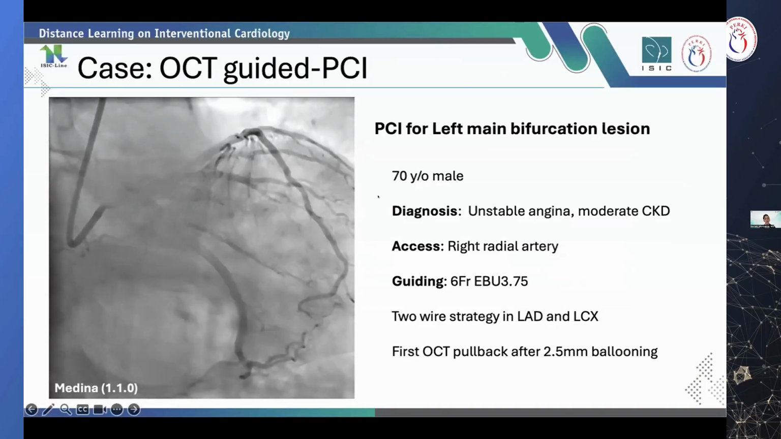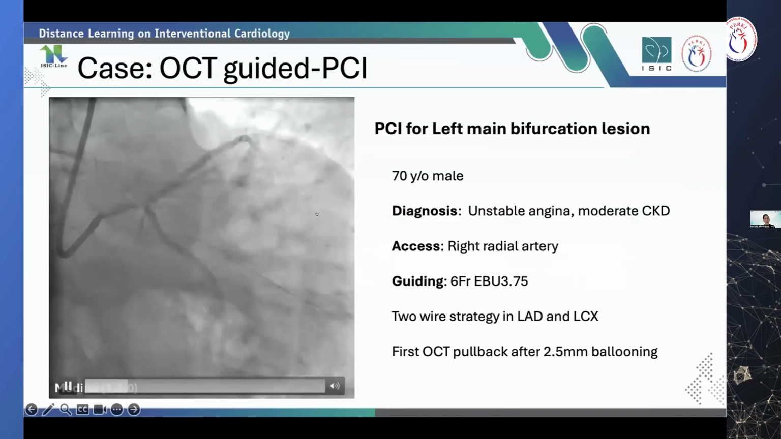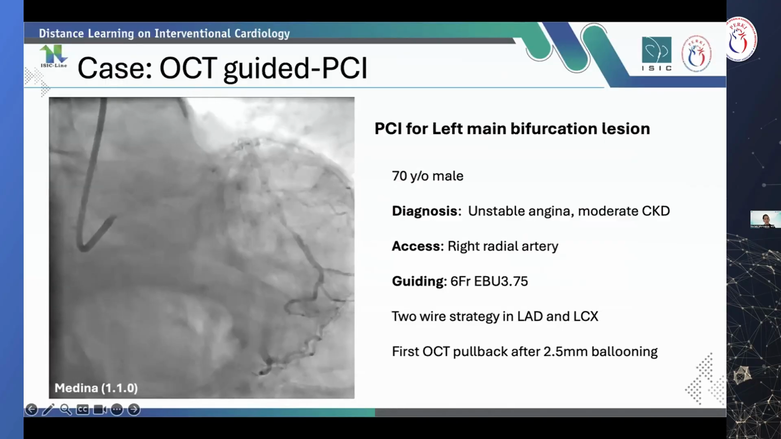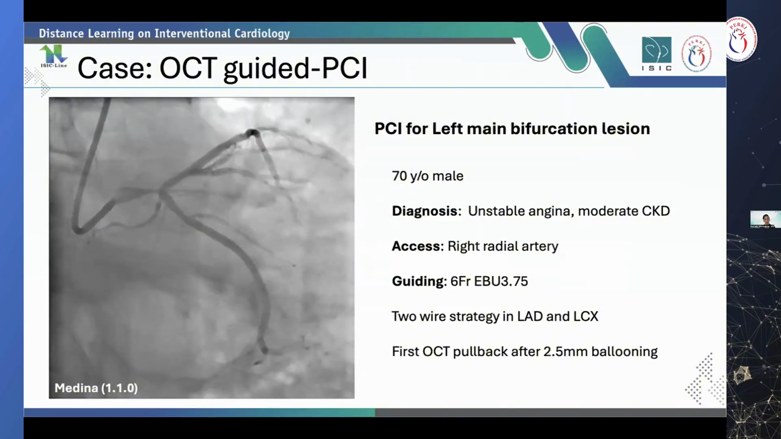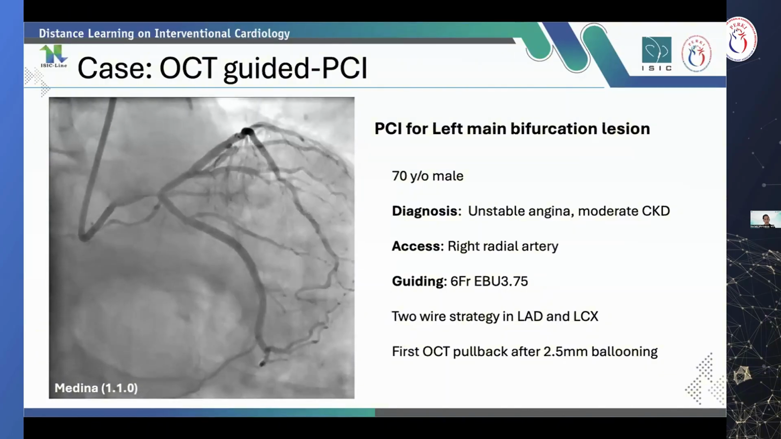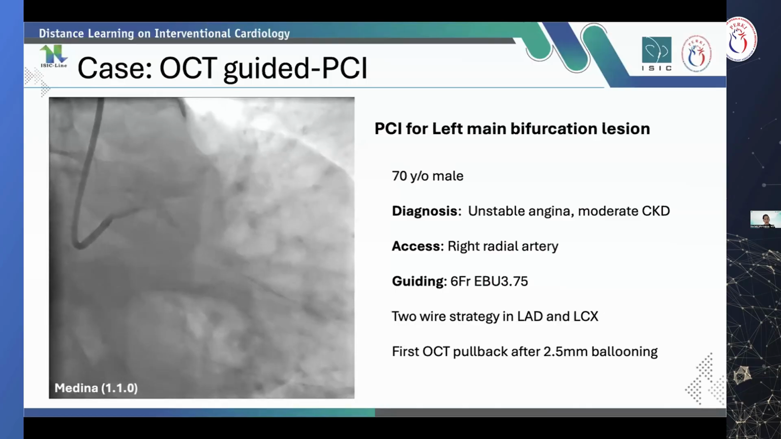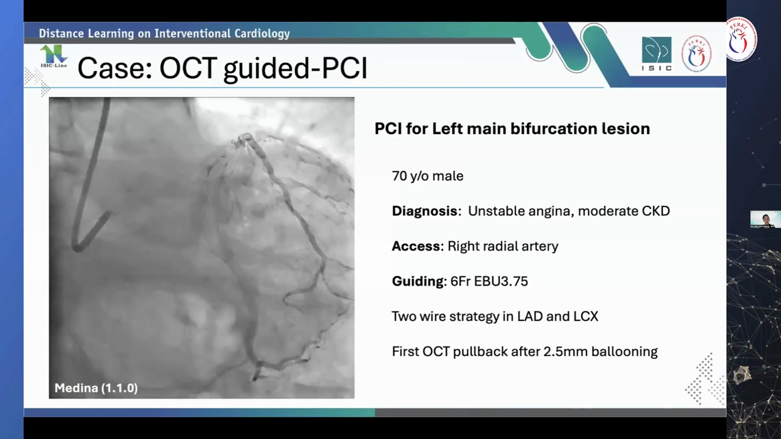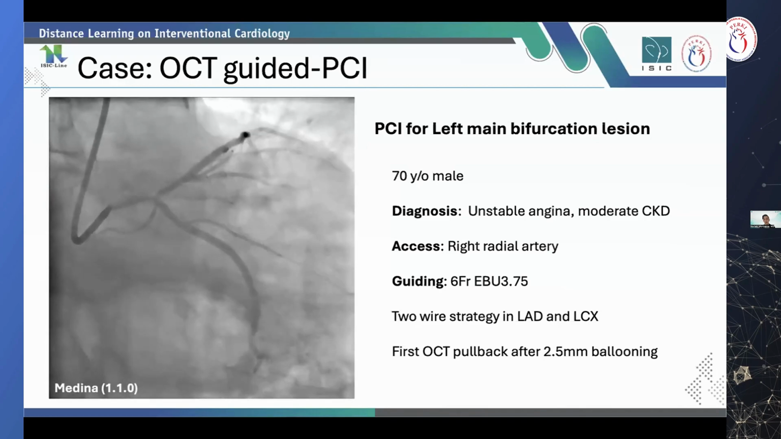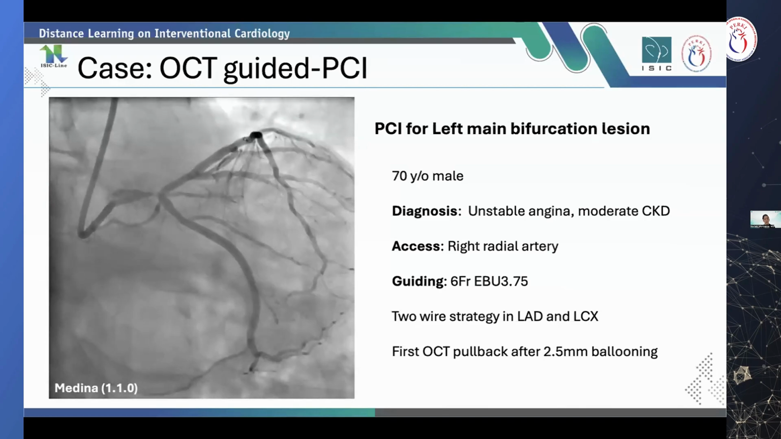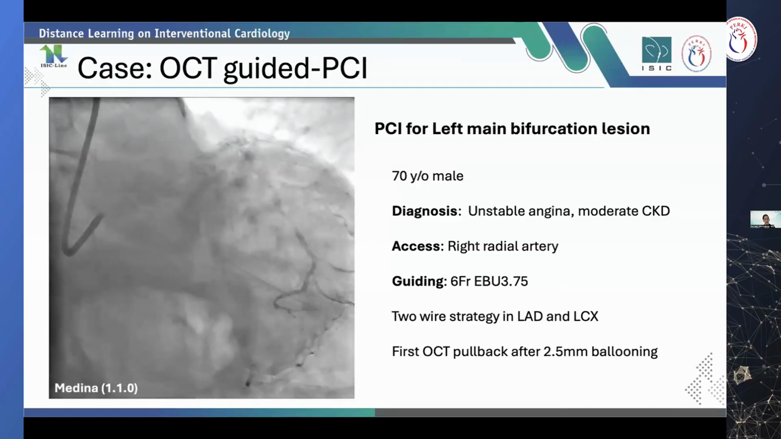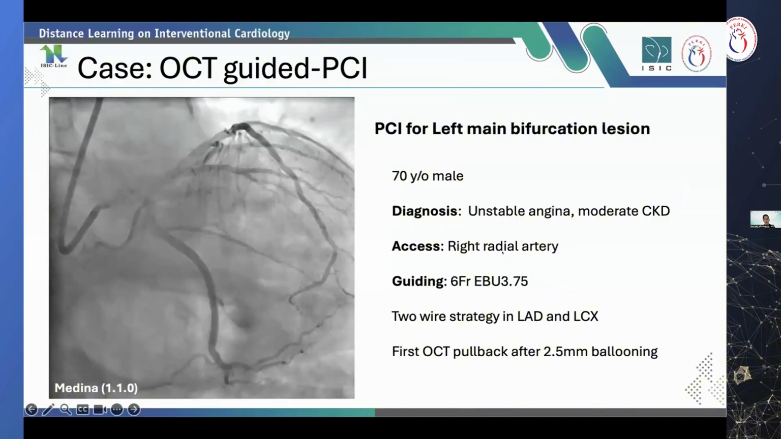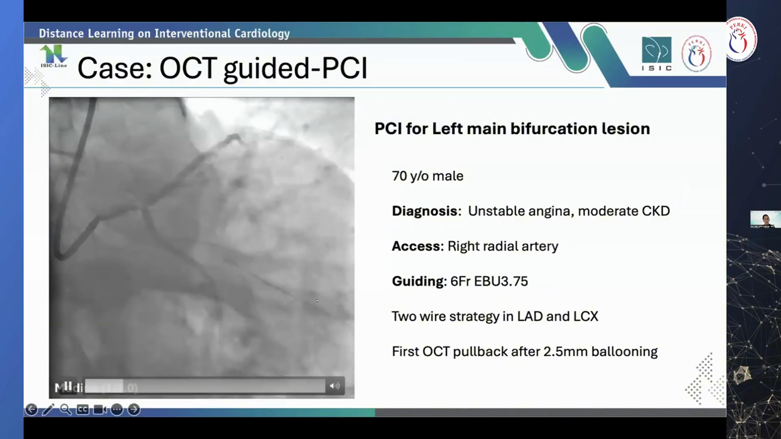This angio clearly shows the left main bifurcation lesion. The patient is a 70-year-old male with moderate chronic kidney disease, and the patient was referred to my hospital with unstable angina. So firstly, I put the diagnostic catheter from the right radial artery, and I confirmed the lesion.